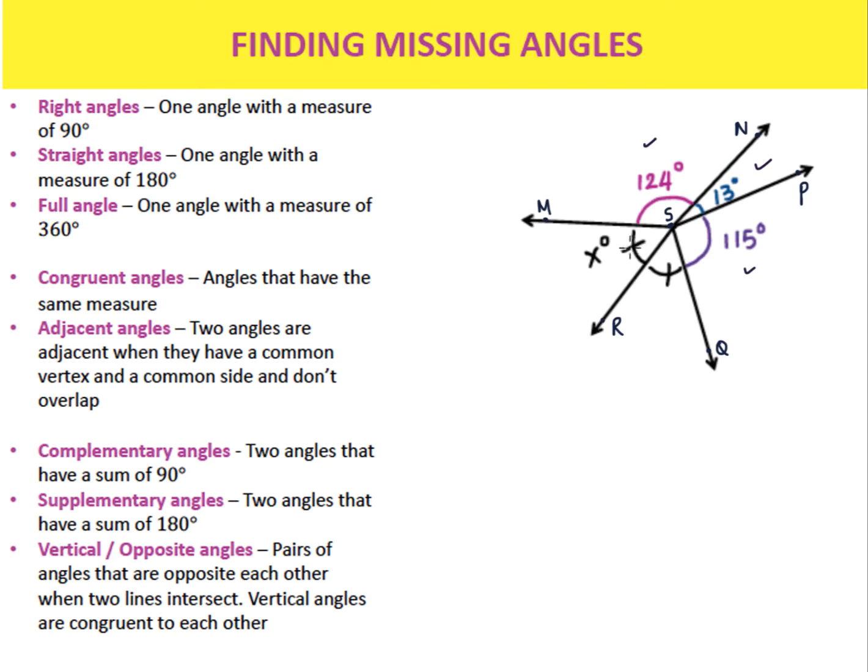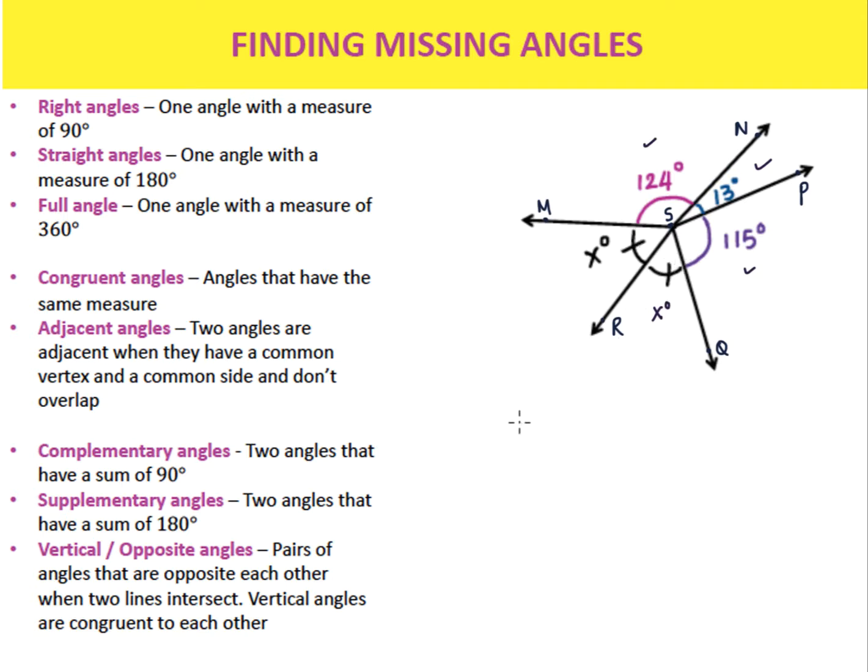Now what does this line mean? This line here is a symbol to indicate that these two angles are congruent to each other. That means if this is x degrees, this is also x degrees because these two angles are congruent to each other.